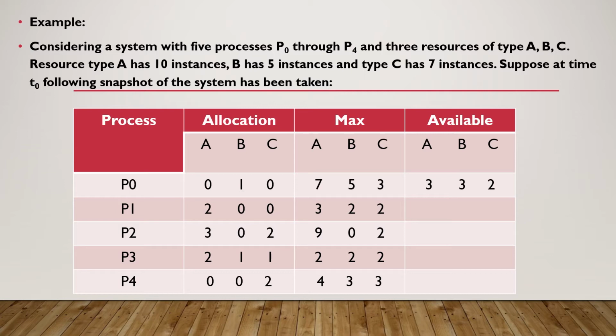Now the next part is max. Max is the maximum amount of resources of type A, B, C that the process will need to complete its execution. For P0 it is 7, 5 and 3. It will need 7 resources of type A, 5 of type B and 3 of type C. Similarly, the values for P1, P2, P3 and P4 are given. Now the last part is available. Here, after allocating some of the resources, this is how much is available with the system. So there are 3, 3 and 2. That is, 3 of type A are available, 3 of type B are available, and 2 of type C are available with the system.